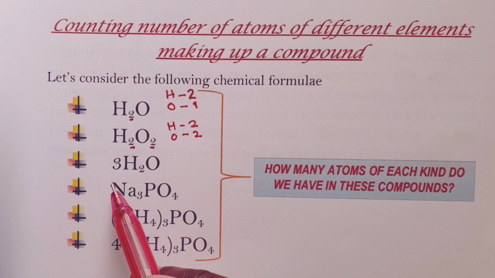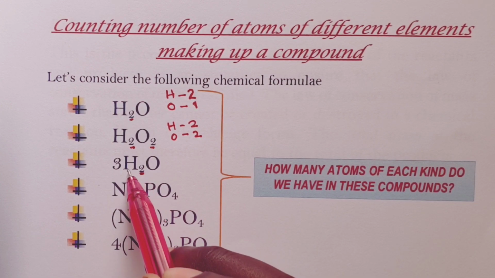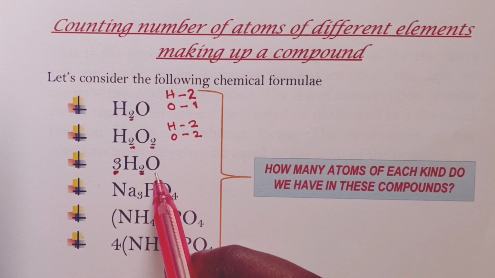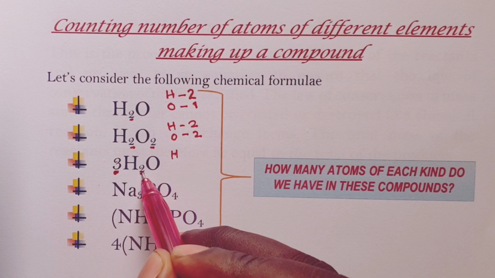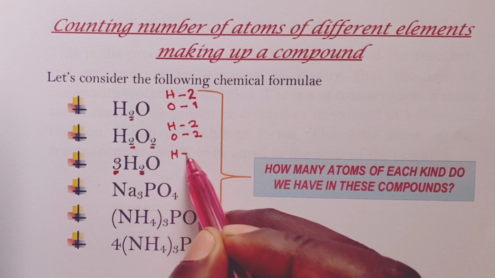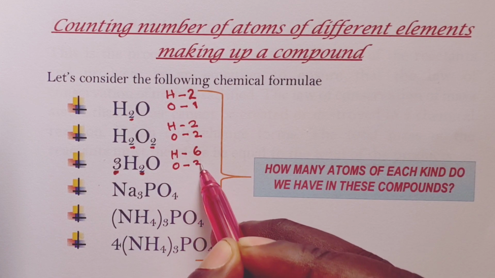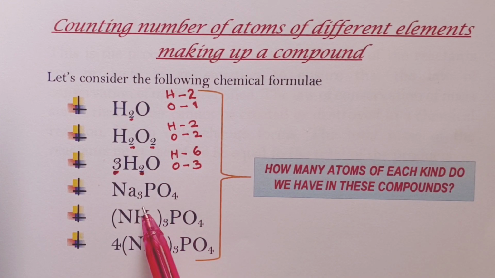Let's move on to the third one, where we have 3H2O. Now, we've agreed that this 2 here only affects hydrogen, but the coefficient before the formula, that is our digit 3, will affect both the symbols that we have here. So hydrogens, we have 2 that have to be multiplied by 3. That gives a total of 6. And for oxygen, we are going to have 3 atoms of the same. This 3 affects even oxygen.